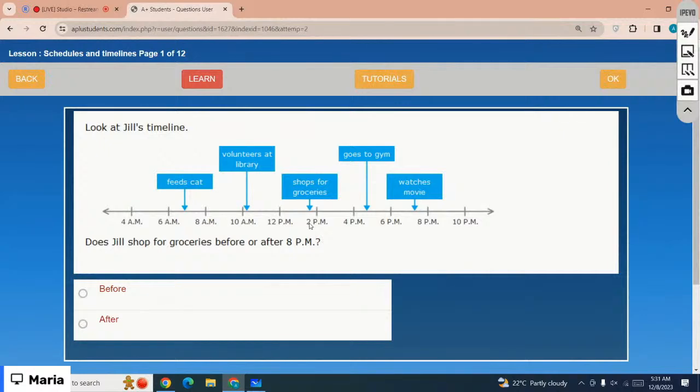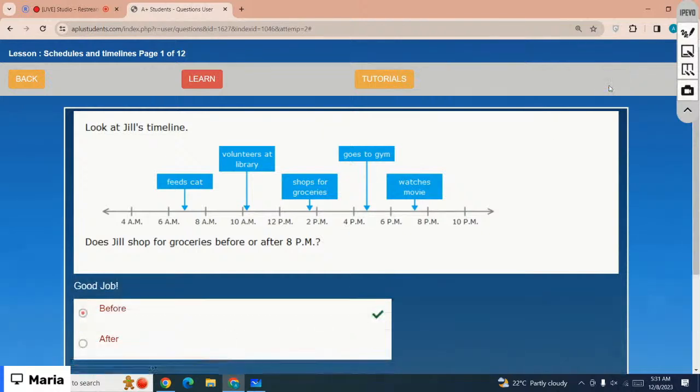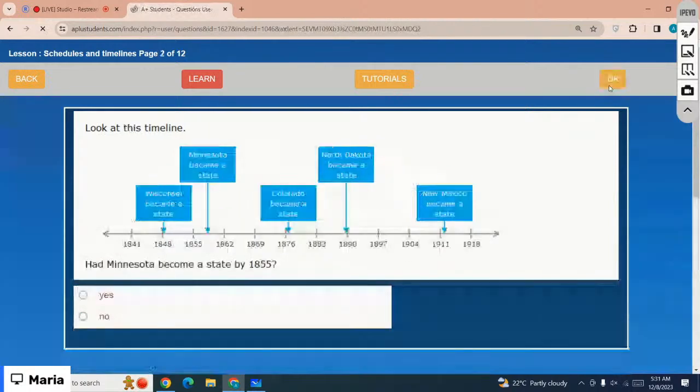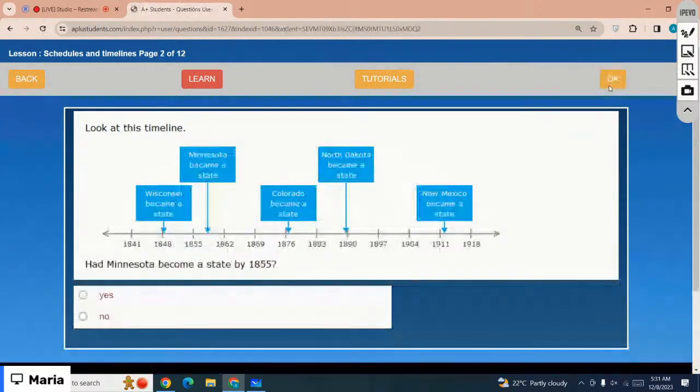Here is the shop of groceries, and before 8 it is. Here is 8. So, that is before 8. The correct option is before, right? Very good. Okay, look at this timeline.